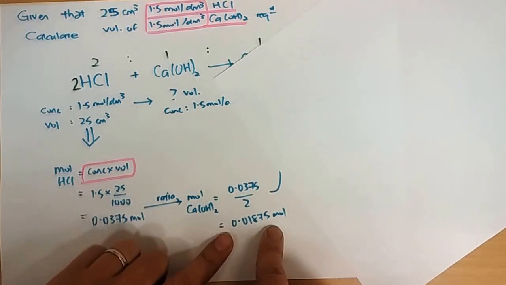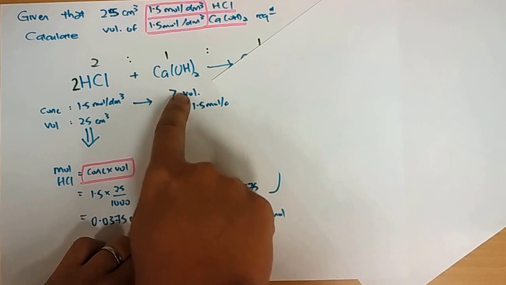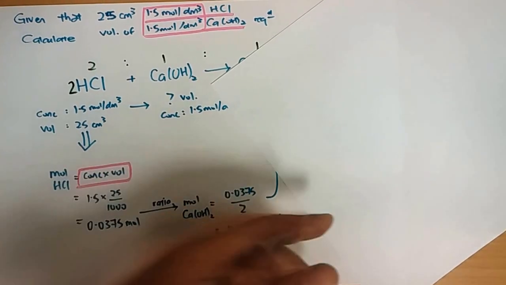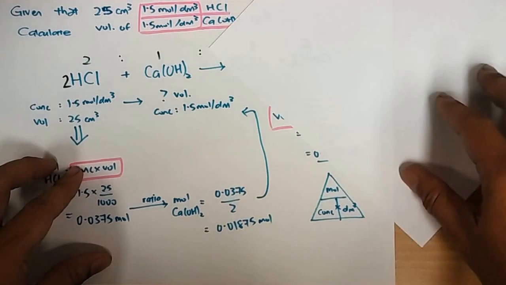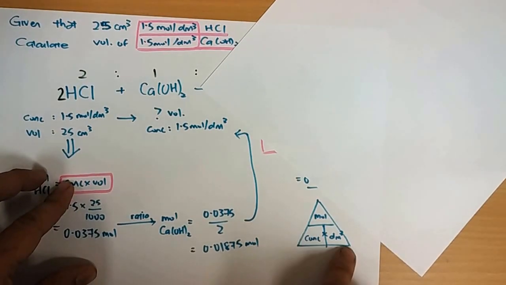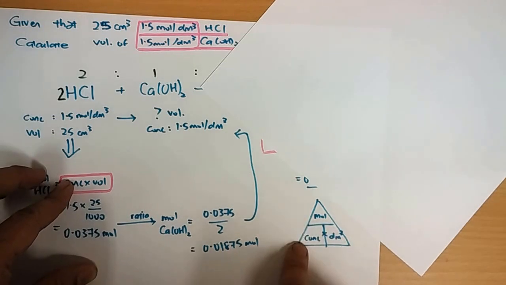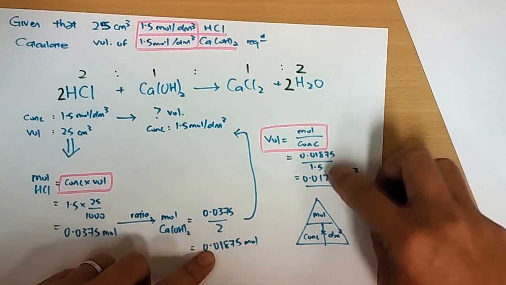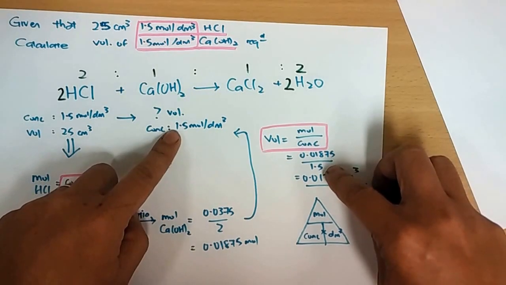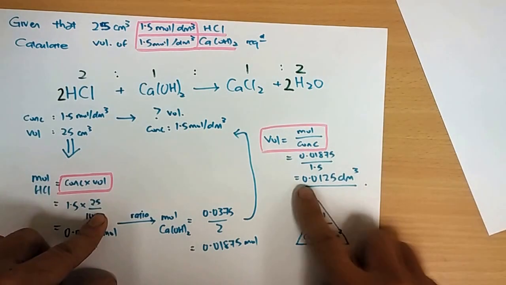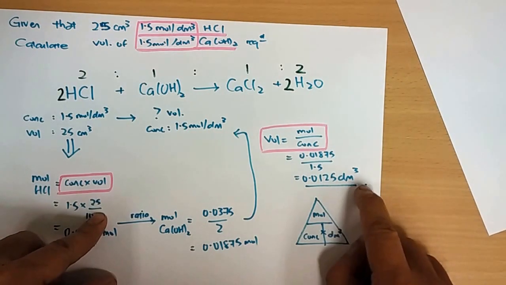Okay, that's not the end, because you are supposed to find the volume. You have the mole, you have the concentration. How do you find the volume? You do not times 24. No, you just take the mole divided by the concentration, 1.5 of calcium hydroxide, which is given here. And this is your volume.